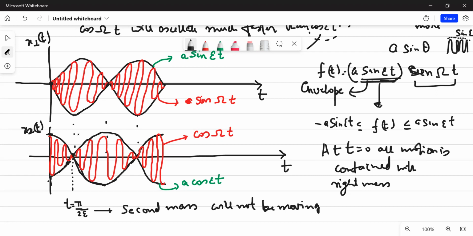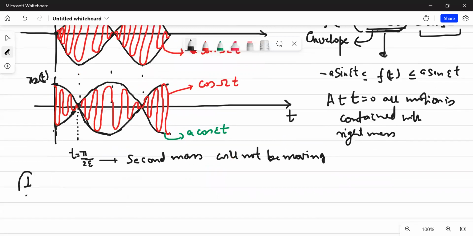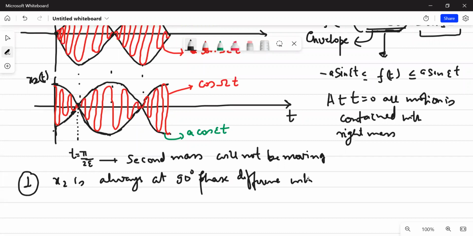Okay. One thing that you should understand, and write it here so that it becomes clear: x2 is always at 90 degrees phase difference with x1, or the other way around. So when x2 has all the motion, your x1 is at rest.